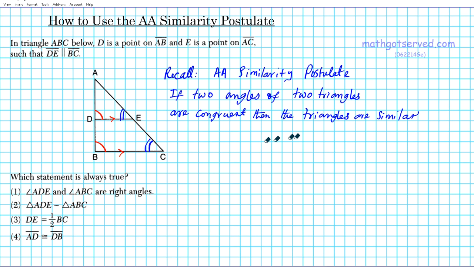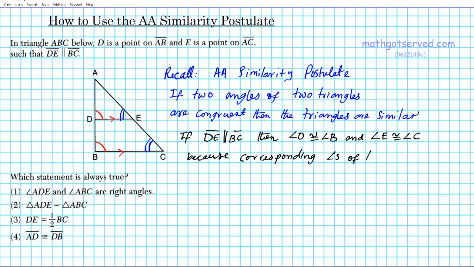That's the key. Okay, so in this particular case, if segment DE is parallel to segment BC, then we have two pair of congruent angles, right? As we have marked, angle D is congruent to angle B, and angle E is congruent to angle C. The reason that we can arrive at these conclusions is because corresponding angles of parallel lines cut by a transversal are congruent.